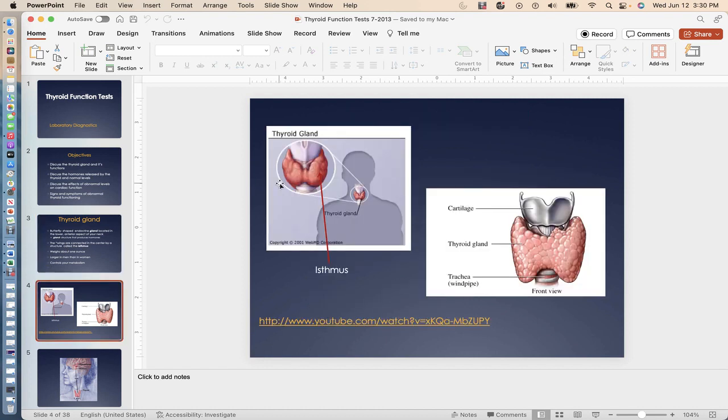So here's the isthmus in the middle, and here's your butterfly. So up here you see, this is going to be the cartilage. Here's the thyroid gland, and here's your trachea. In case I need to come back up and put them in, there's a YouTube video also, if you want to look at that, that I'll send you the slides for.